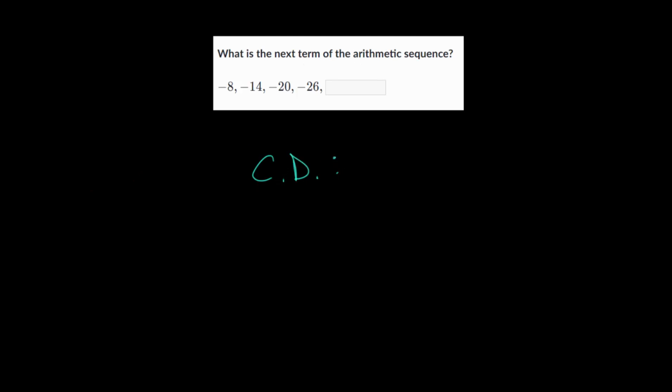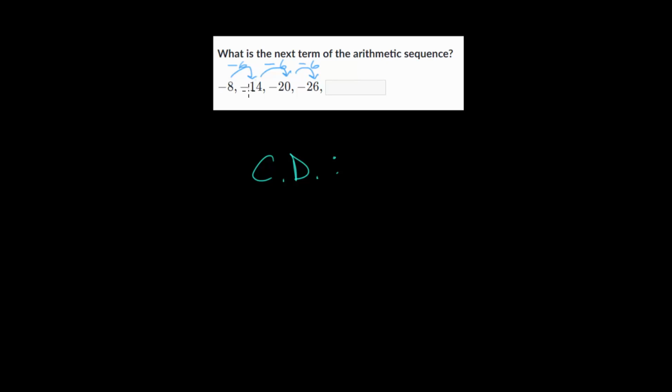So going from one term to the next, what are we subtracting by? Since we're going more negative, we know we're subtracting. If we were heading towards the positives and counting up, we know we'd be adding. So to go from minus 8 to minus 14, it looks like we subtract 6. From minus 14 to minus 20, we subtract 6. And we continue that pattern.